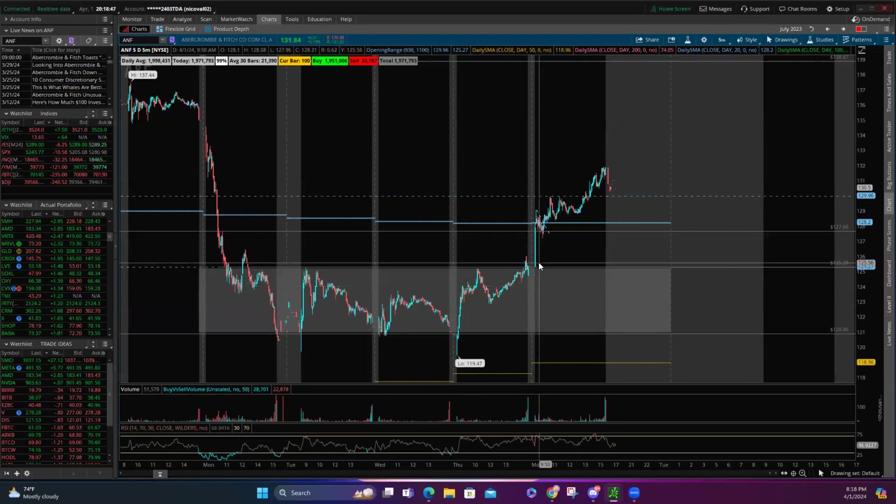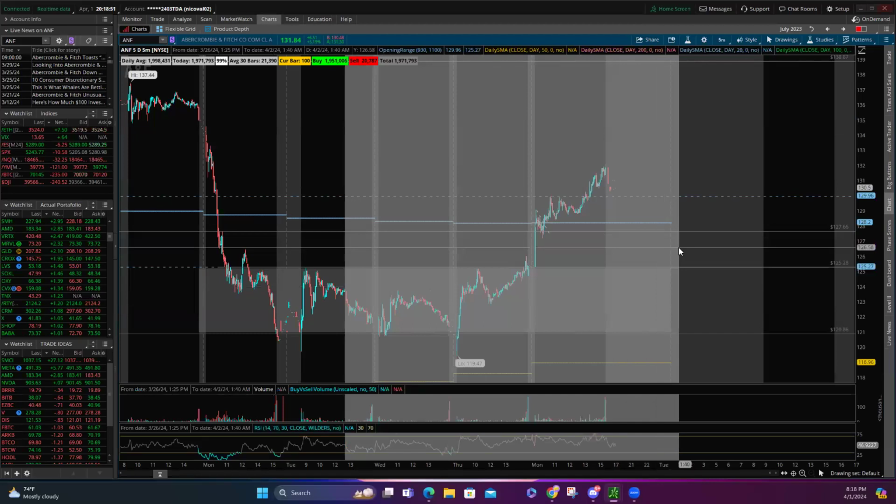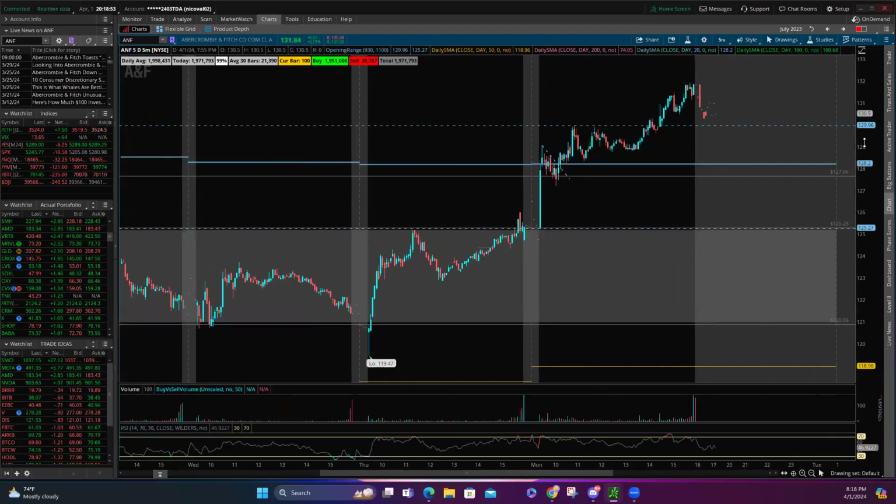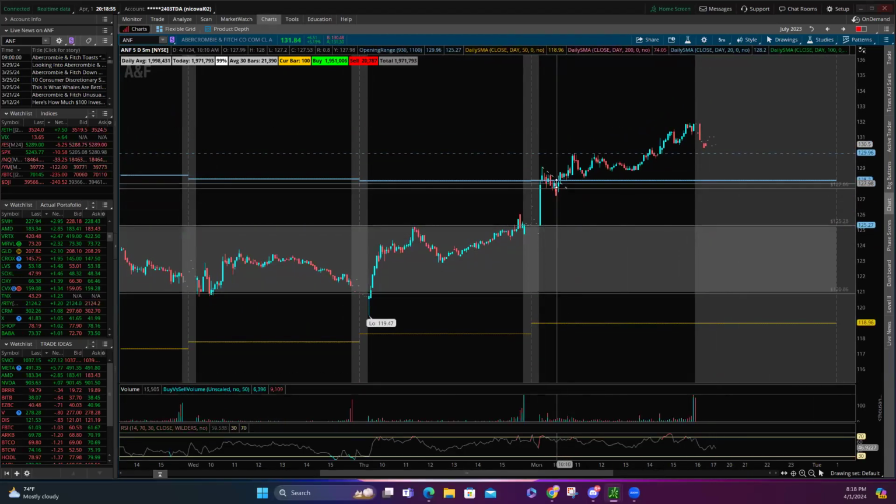And I got out of my swing here, and I was risky enough to wait for another entry on top of the 20 daily SMA, and I took it right here, and I swung that little contract to see where we go and if we're going to keep this trend going up.